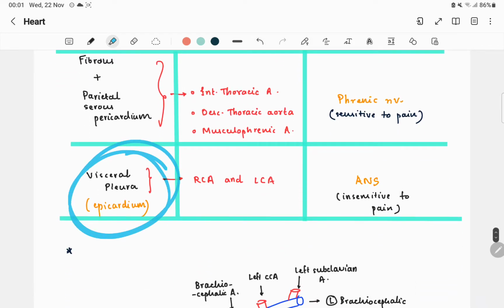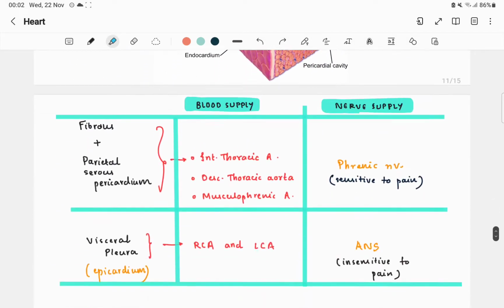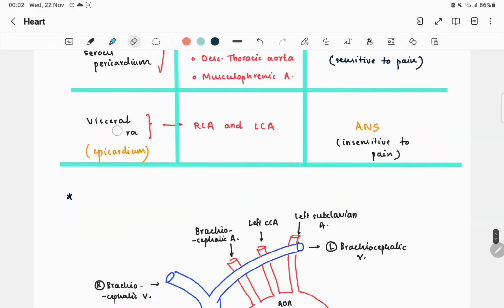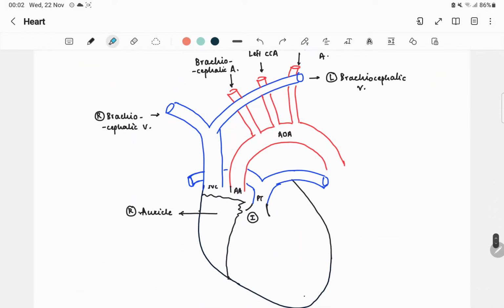Talking about the visceral pericardium, that is the epicardium. This is not pleura, this is pericardium, what I have written. This is not visceral pleura, this is a visceral pericardium, which is also called an epicardium. And this epicardium, its blood supply is your RCA and your LCA, that is your right coronary artery and the left coronary artery, and nerve supply is ANS. So it is insensitive to pain. So visceral pericardium or the epicardium is insensitive to pain.